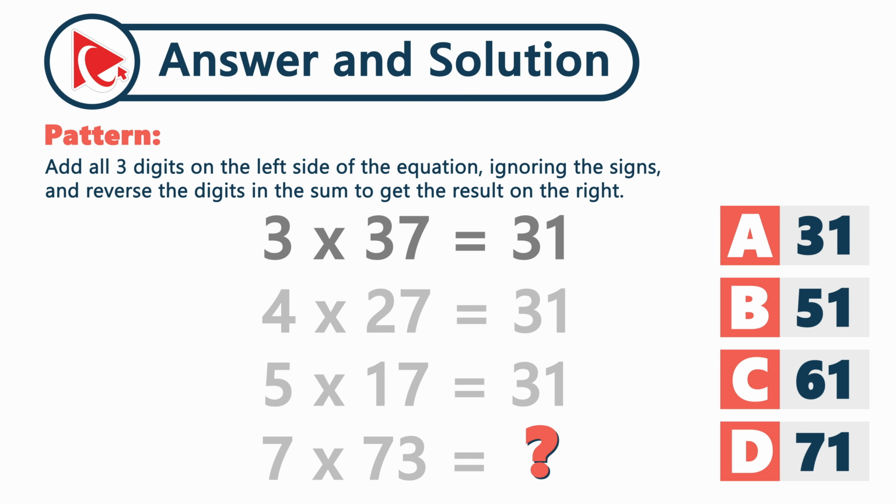Let's look at the example. 3 multiplied by 37 equals 31. Obviously, this is not a mathematically correct expression because 3 multiplied by 37 would result in a much larger, much bigger number.